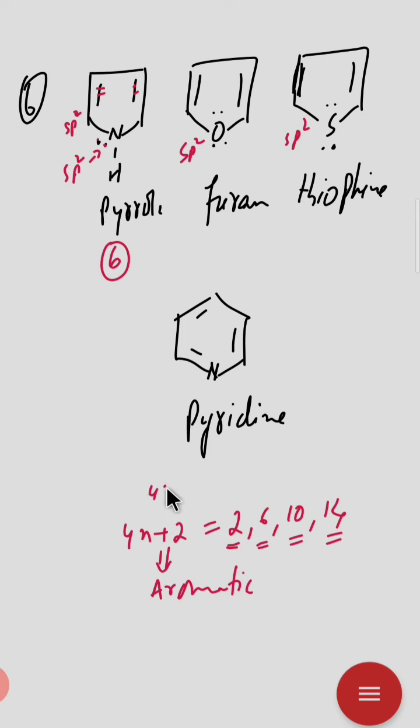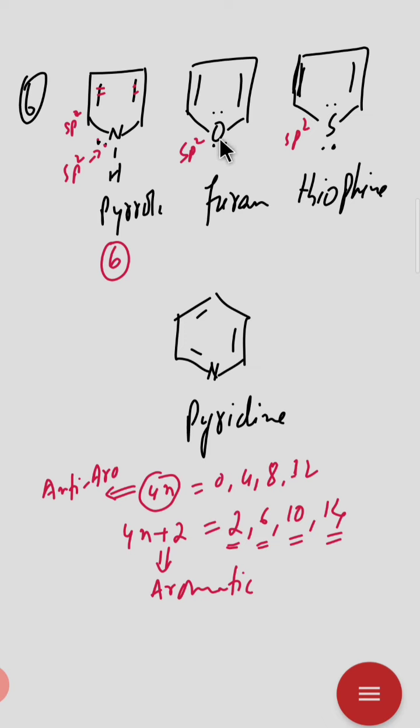And if it is 4n, then this will be 0, 4 when n is equal to 1, 8 when n is equal to 2, 12 when n is equal to 3. If the number of pi electrons is any of these numbers, then the compound will be anti-aromatic. So this has 6 pi electrons, which means pyrrole is aromatic.